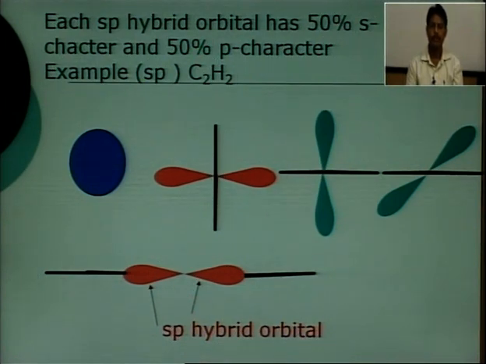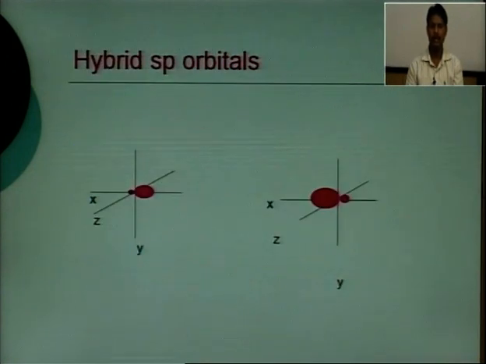An example of C2H2 is shown here. One s and one p orbital are hybridizing or intermixing with each other, forming sp hybridization. So there is a linear shape. The two sp lobes are directed away from each other, and as there are only two lobes, the angle is 180 degrees.